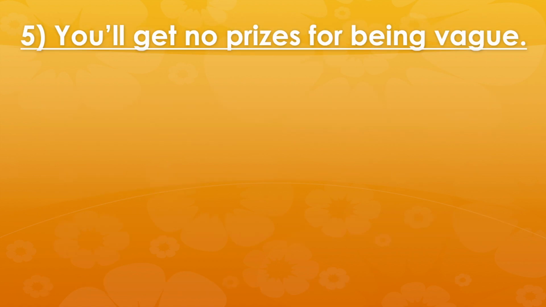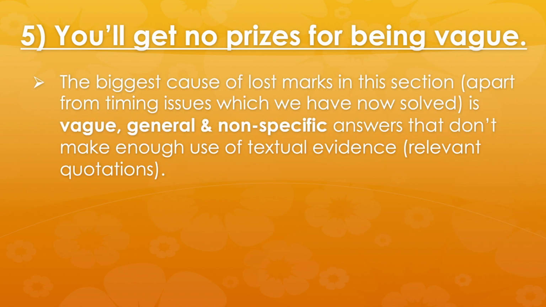Number 5 leads on from number 4 really, but it's another valuable exam tip. You will get no prizes for being vague. The number of vague answers in GCSE texts is staggering, given that I think everybody is aware that you don't get any prizes for being vague. But let's have a look at how you can avoid this. The biggest cause of lost marks is vagueness, general, non-specific answers. Answers that don't relate specifically and in detail to a quotation and explain how that quotation answers the question. That is the key to getting close to 56 marks here.